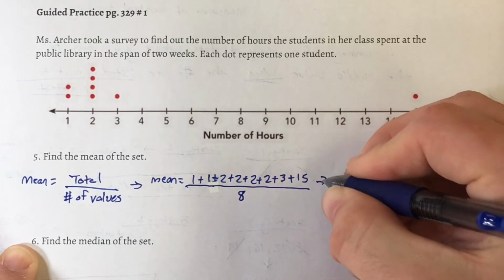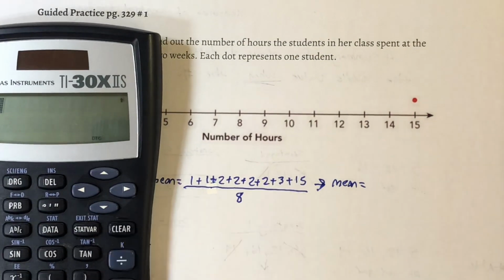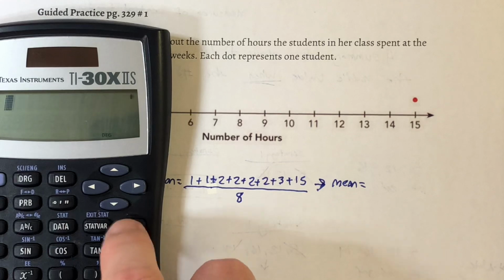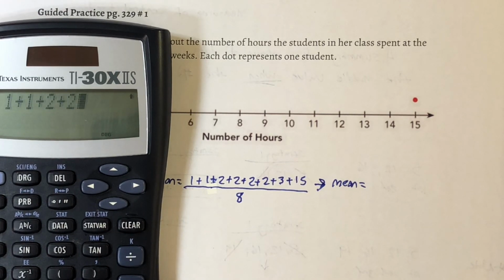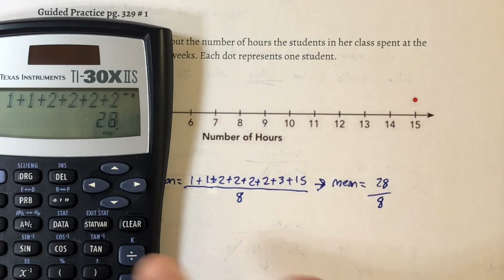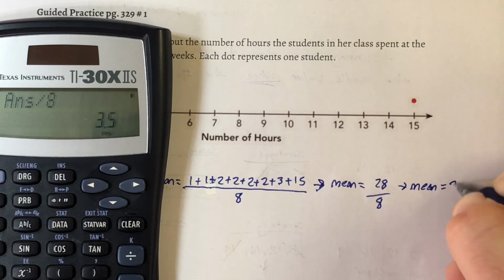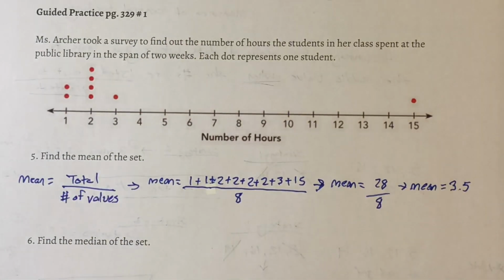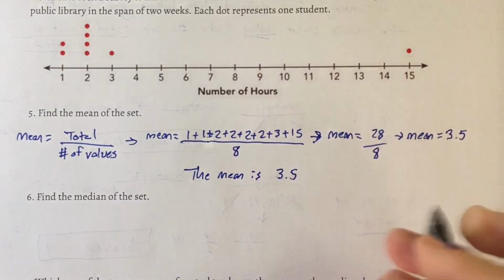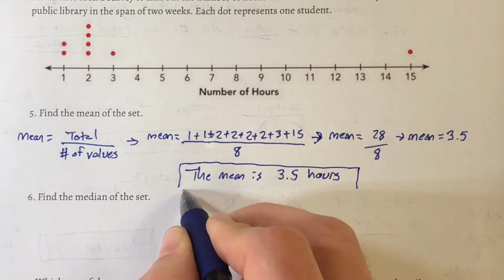All right, let's simplify that a bit. So the mean equals, I really shouldn't use a calculator for this. 1 plus 1 plus 2 plus 2 plus 2 plus 2 plus 3 plus 15. That's what I get for using a calculator for easy numbers. 28. Again, I'm going to divide by 8. And I get 3.5. So the mean equals 3.5. So find the mean of the set. The mean is 3.5 hours. So we're summarizing that the students spent about 3.5 hours in the library.